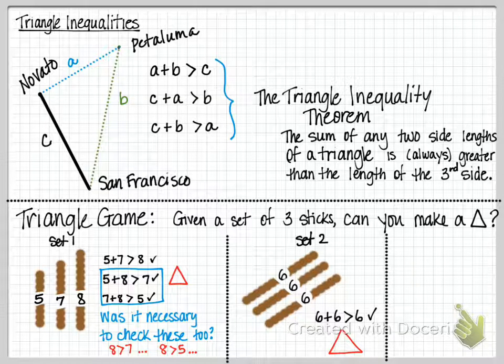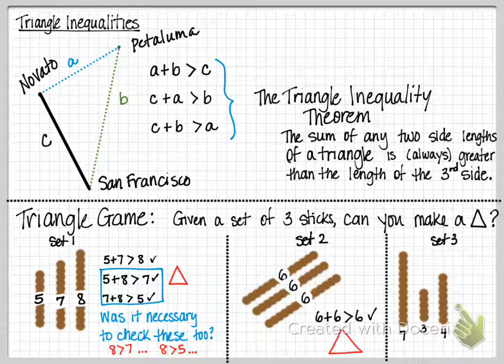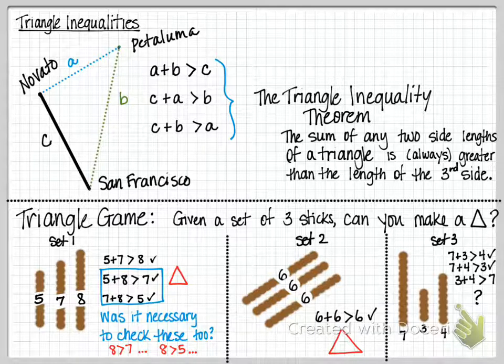And here is our third set of sticks. We've got a stick that's 7 units, another stick that's 3 units, and a third stick that is 4 units. And we check 7 plus 3, and that's indeed greater than 4. We check 7 plus 4, and that's greater than 3. But 3 plus 4, is that greater than 7? 3 plus 4 equals 7, and that's not greater than. 7 is not greater than 7. 7 is equal to. Since that's not greater than, you cannot make a triangle.